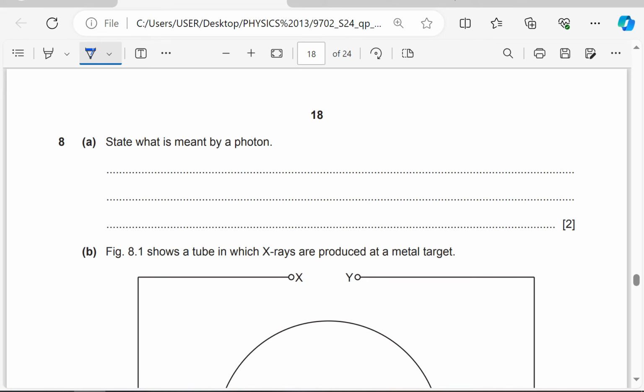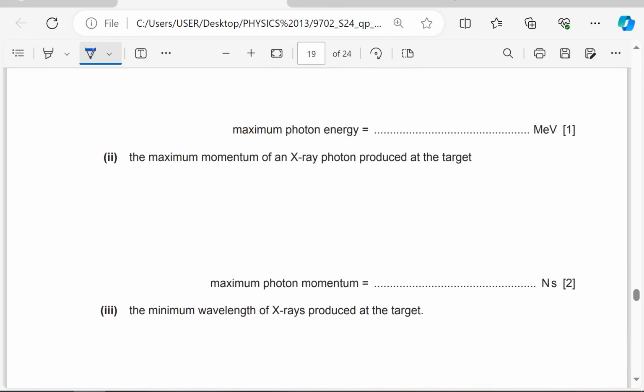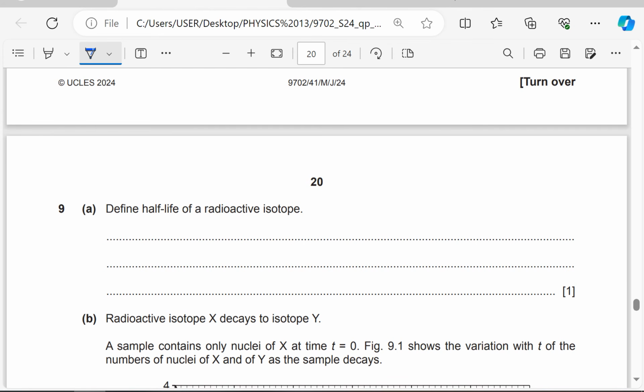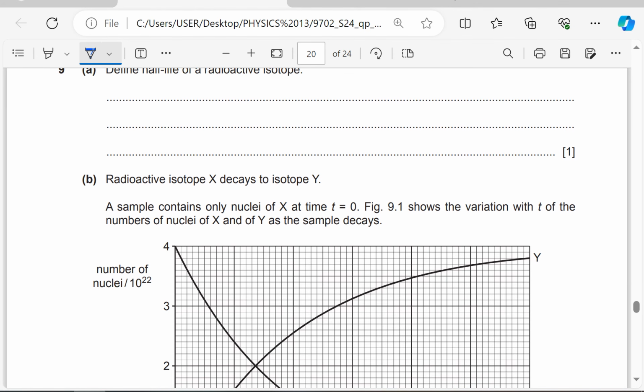Okay, so what is meant by a photon? This is, I think, quantum physics. State what is meant by a photon. How many questions were in this paper? Okay.